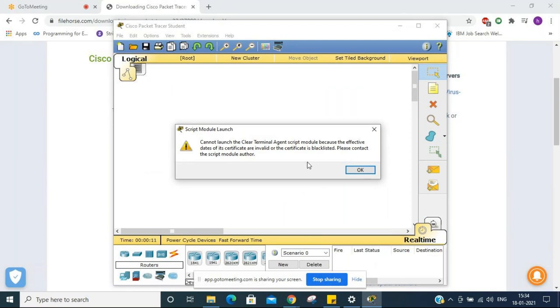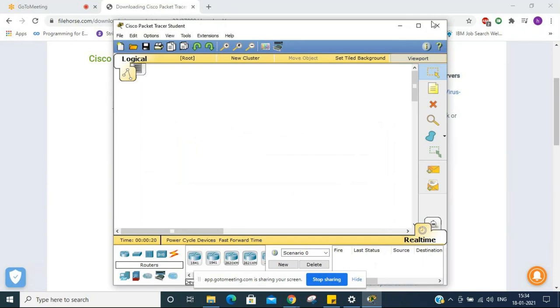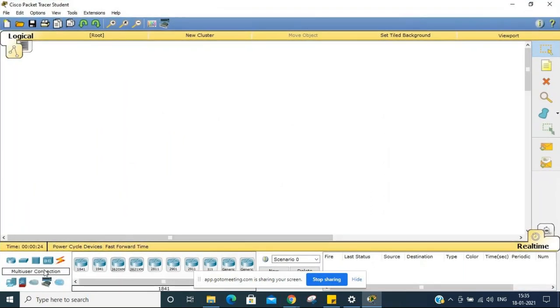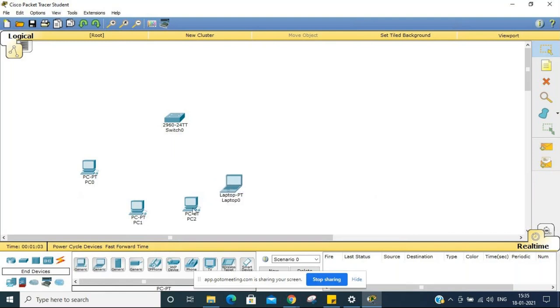Because the effective date of its certificates is invalid or the certificate is blacklisted. Yeah, just close it. You can perform the things now. I'll be taking three PCs and one laptop because it is showing no PCs. Okay, showing one more PC is available. Yes, yes.